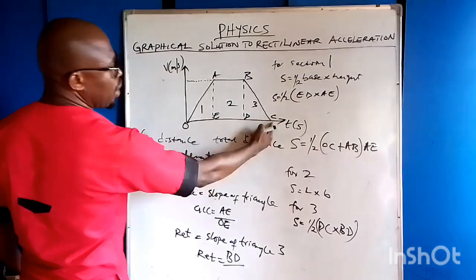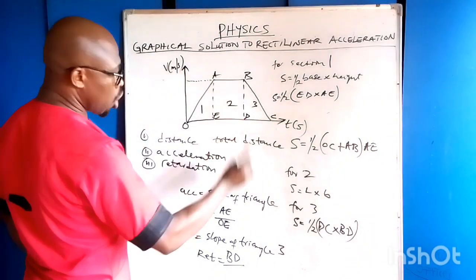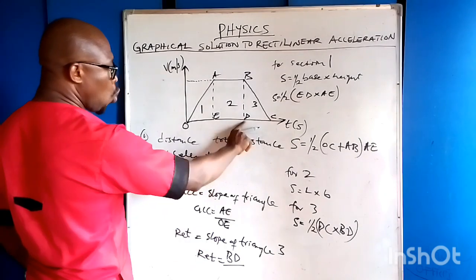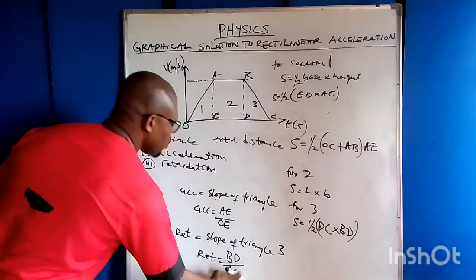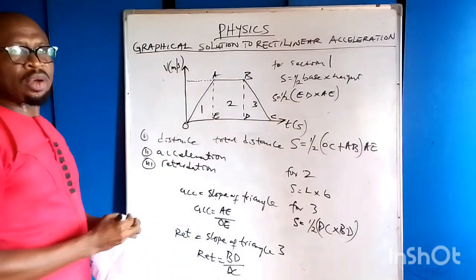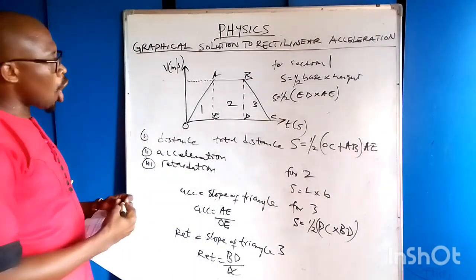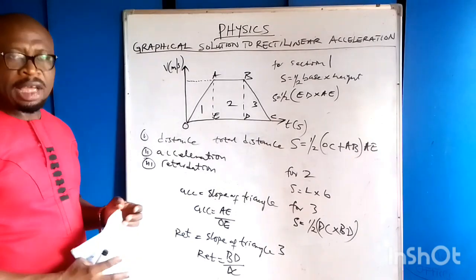Because if you do what you have here minus what you have here, you get a positive, because retardation is always negative. You can say BC, as the case may be. So if we now take calculations, we can understand some of these facts.